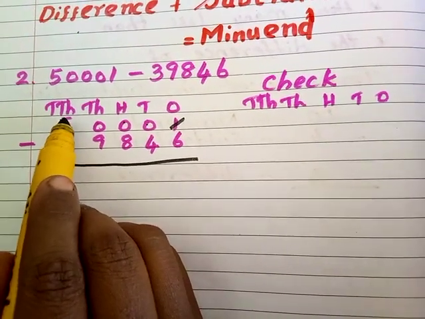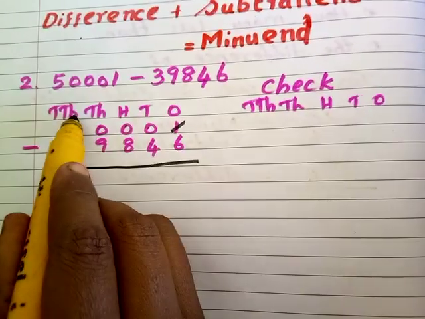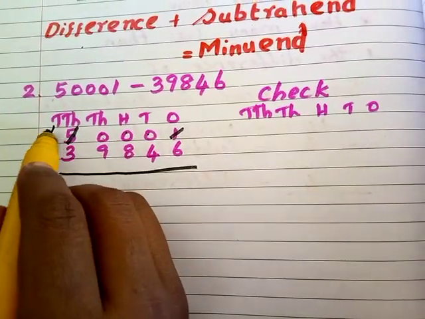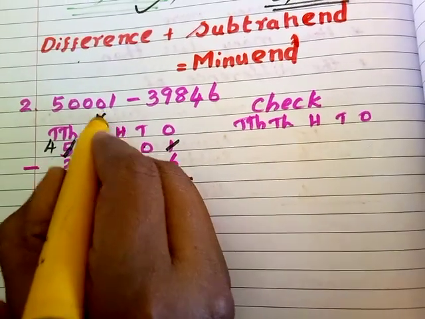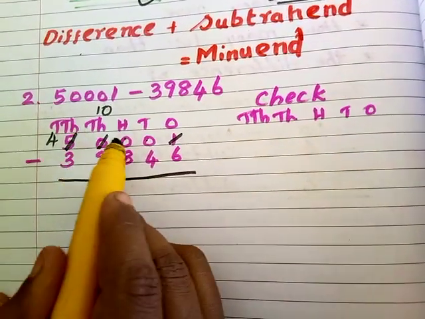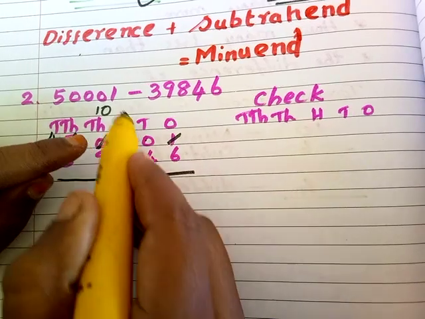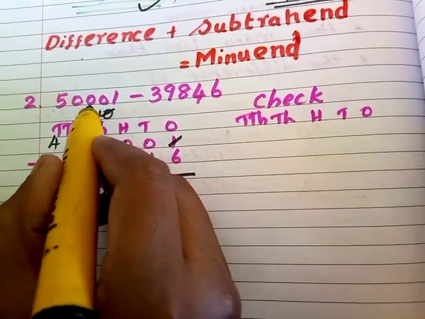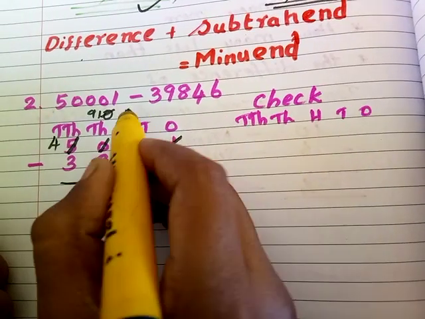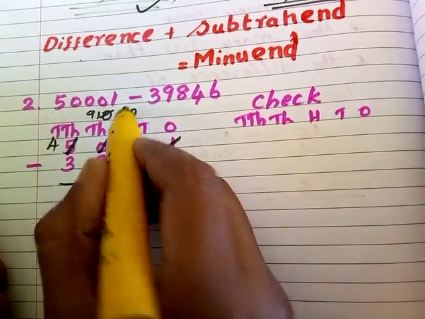In the 10,000s place I have the digit 5. So from 5 I start regrouping, and 5 becomes 4 and this 0 becomes 10. Now what I have to do? Then hundreds place 0, again it regroups from the thousands place. So this becomes 9 and the hundreds place 0 becomes 10.